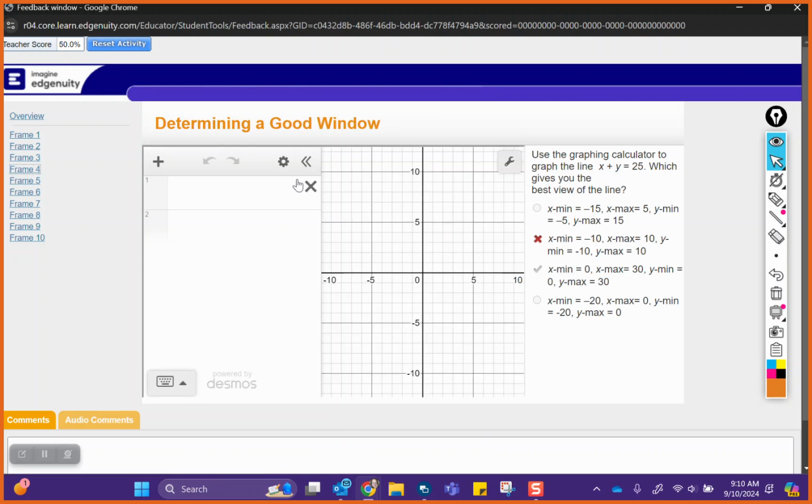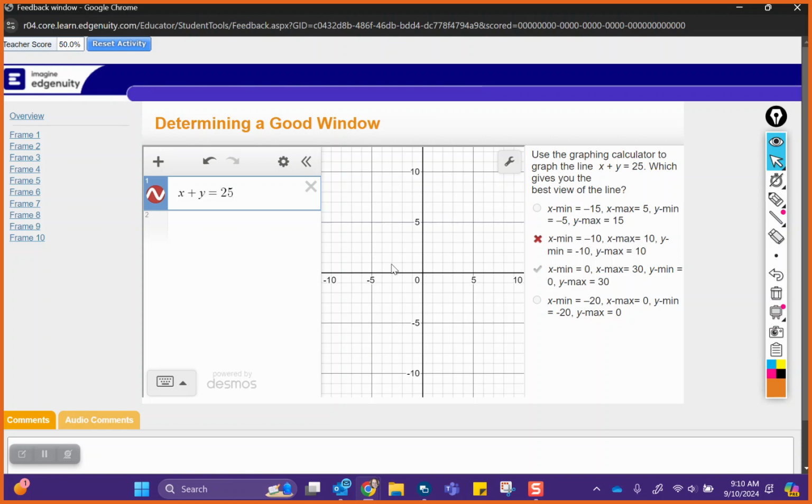Use the graphing calculator to graph the line x plus y equals 25, which gives you the best view of the line. So you picked from negative 10 to 10 on the x, and from negative 10 to 10 on the y, which is really where this window is set right now, but I can't even see the line. So this is not a good view, right?